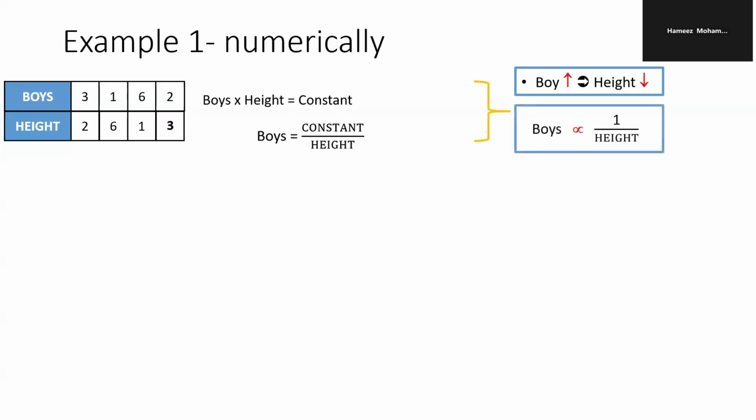Or how do we see that mathematically? The boys are, and the symbol for proportional is that red sign in the middle that looks like an infinity almost. And indirect is 1 over height.